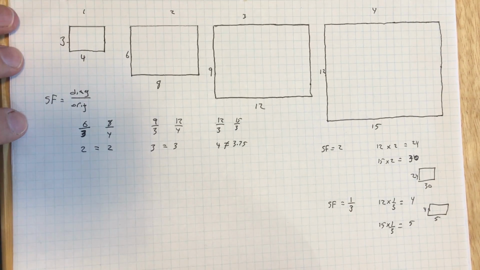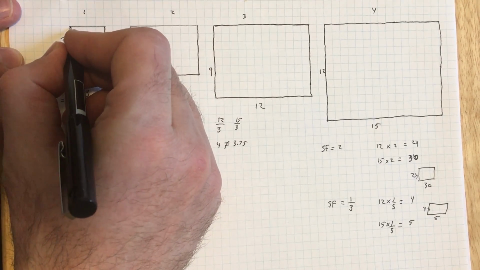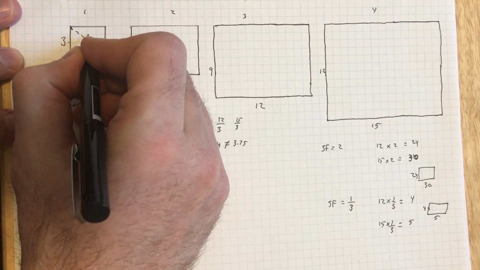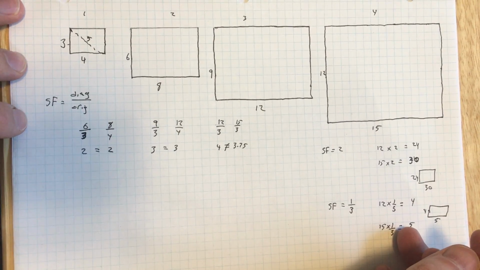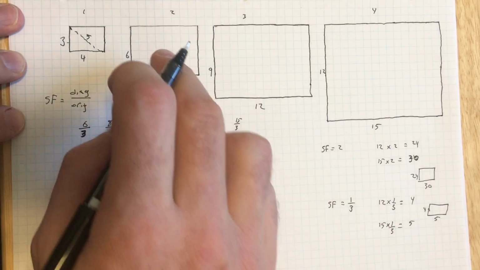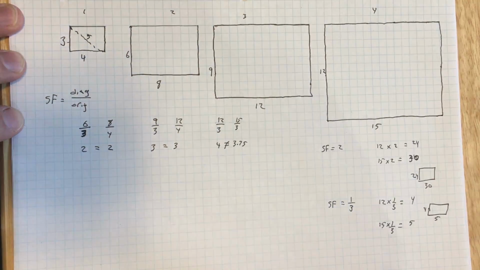Part B says the diagonal of the smallest rectangle has a length of 5 units. So we're looking at this right here. This diagonal is 5 units. Use proportions to calculate the length of the diagonals of the other 2 rectangles. So I want to know what the diagonal is between this one here and this one here.